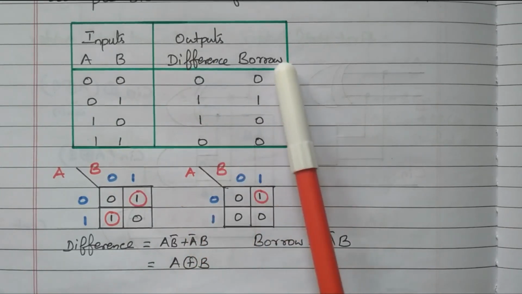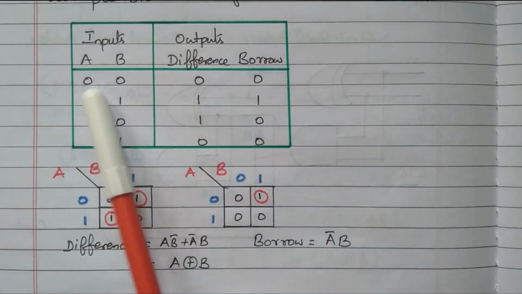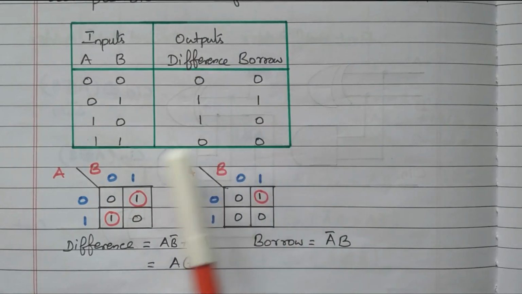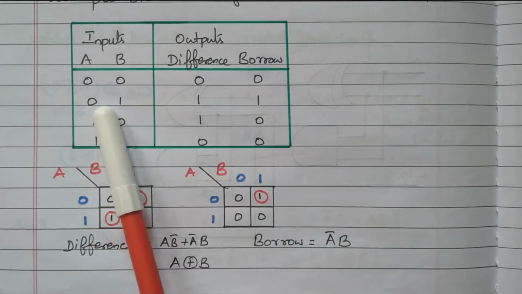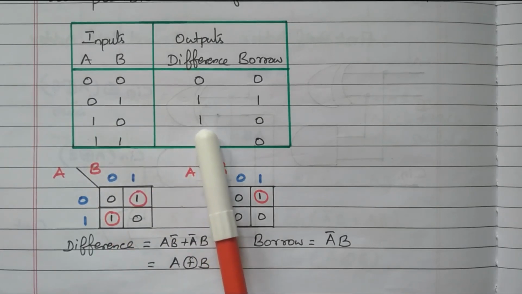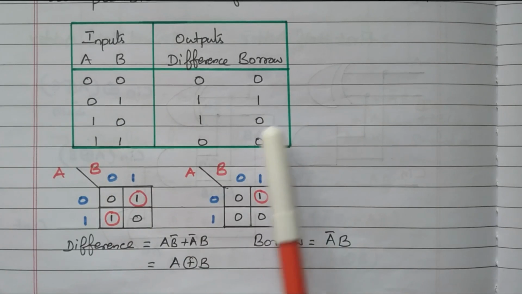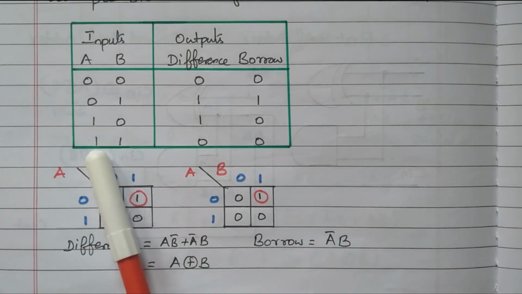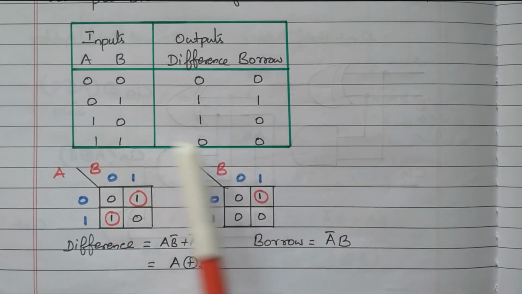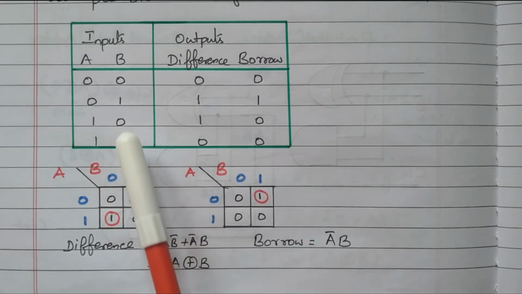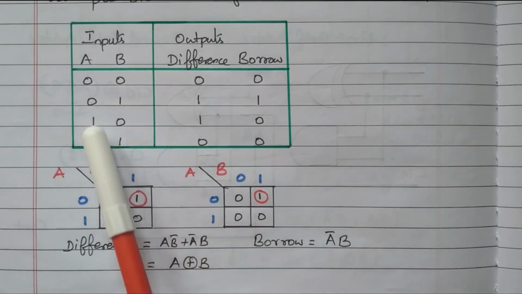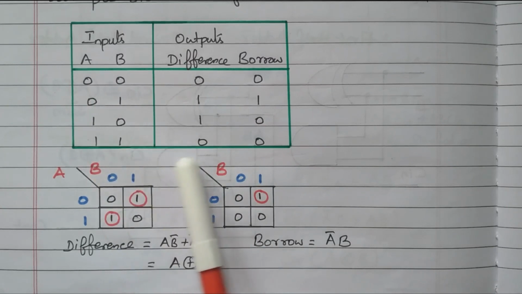The outputs are the difference and borrow. 0 minus 0 is very simple: the difference is 0 and there is no borrow. Then the third one, we will see the second one last. 1 minus 0: from 1 if we subtract 0, the difference is 1, and there is no borrow. 1 minus 1: the difference is 0, borrow also 0. So for the first, third and fourth combinations there is no borrow. 0 minus 0 is 0, 1 minus 0 is 1, 1 minus 1 is 0.